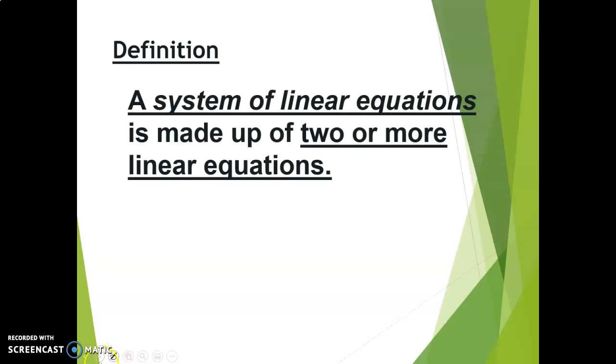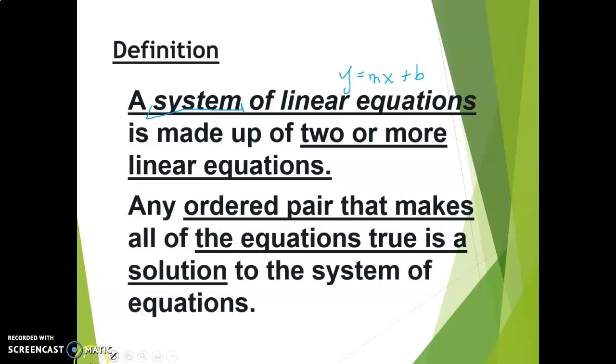A system of linear equations is made up of two or more linear equations. Seems simple enough, right? System just means we have more than one of something. And then linear equations, those are our y equals mx plus b. So we've got a y variable, an x variable, and some numbers in there. So when we have two or more, we call that a system of equations. Any ordered pair that makes all of the equations true is a solution to the system.